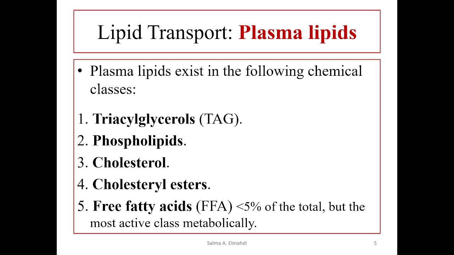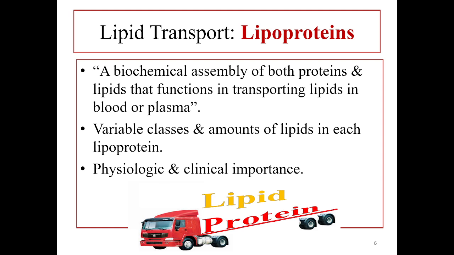Plasma lipids exist in the following chemical classes: mainly triacylglycerols, phospholipids, cholesterol, and cholesterol esters, and less than 5% of the total lipids in plasma are in the form of free fatty acids. They account for the least category, but they are the most metabolically active class.